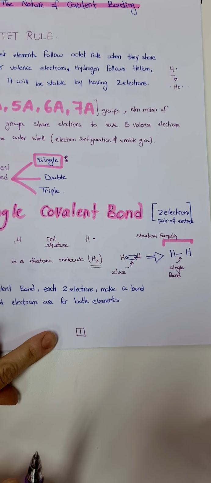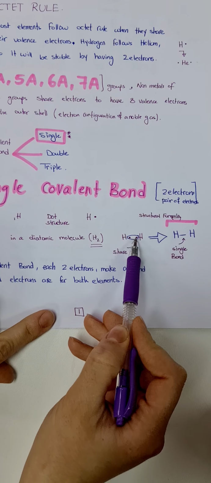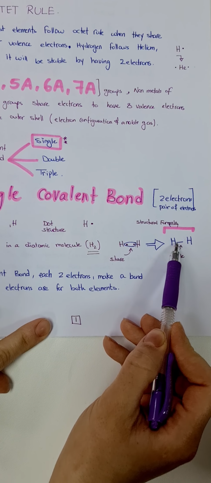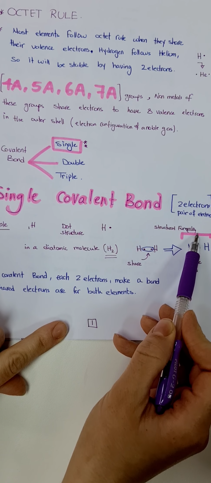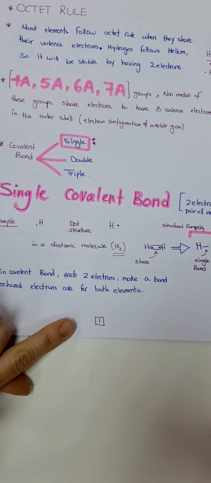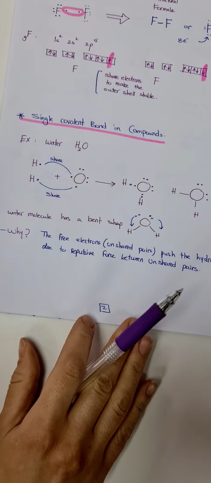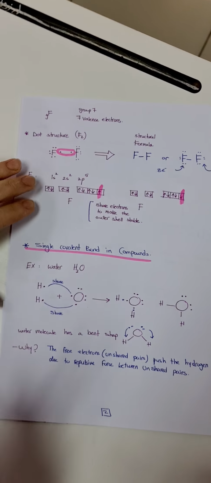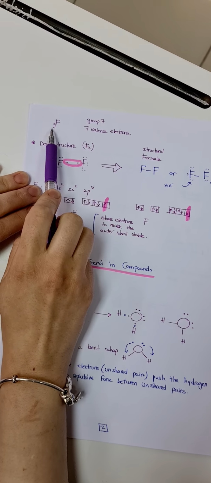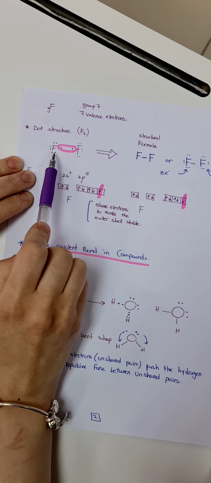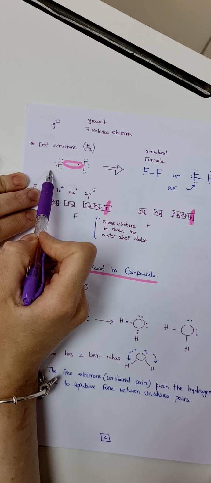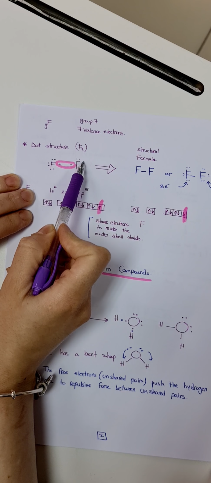How do we write the single bond? Each 2 electrons form a certain line. This line, when we draw the elements with lines, is called the structural formula. Another example, fluorine 9. Fluorine has 7 valence electrons because it's in group 7. So when we do the dot structure, I will just add 7 electrons here and 7 electrons here.